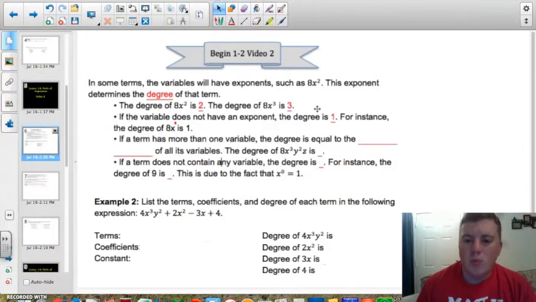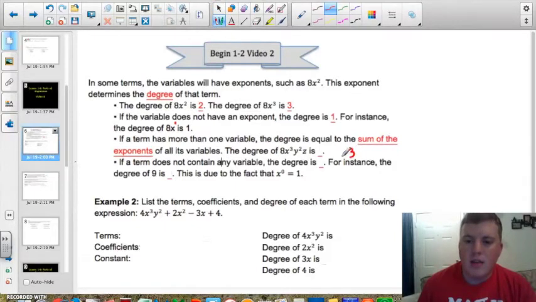Now, if a term has more than one variable, then the degree is going to be equal to the sum of the exponents of all its variables. So for the example, the degree of 8x cubed y squared z, we would take the 3 from the first variable, the 2 from the second, and then the understood invisible 1 from the third. We add those all together, and we get 6. Notice we are only combining exponents where we don't have separate terms. There's no plus or minus in between all these variables. They're all hooked together. That's the only time we're going to add these up to get our degree.